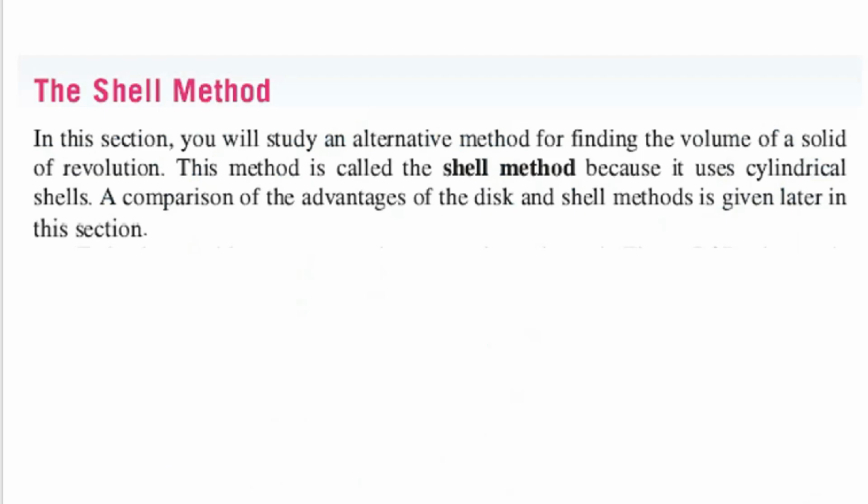So the last method for finding the volume is what we call the shell method. In this section, you will study an alternative method for finding the volume of a solid of revolution. This method is called the shell method because it uses cylindrical shells. A comparison of the advantages of the disk and shell methods is given later in this section.